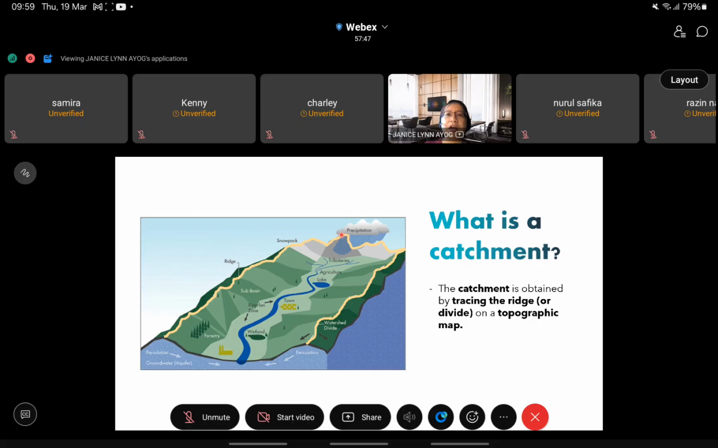We can also call it rabung in Malay, or puncak, if it's easier for you to understand. Basically, you can draw that roughly on a topographic map, but now normally they use Google Map or Google Earth because it's easier to draw.